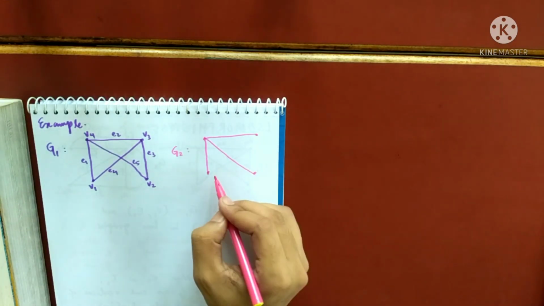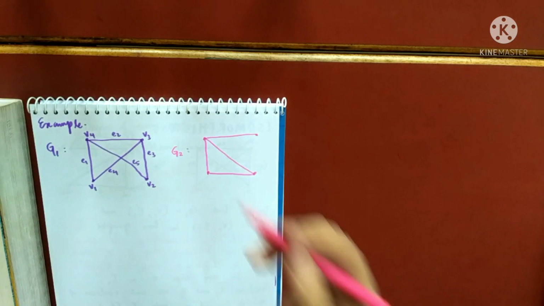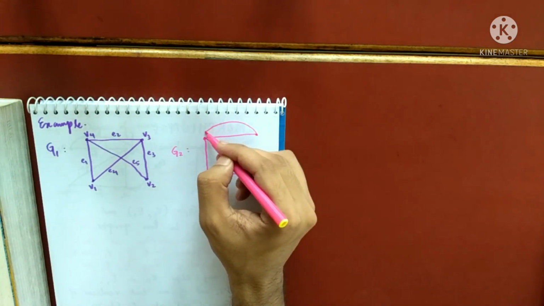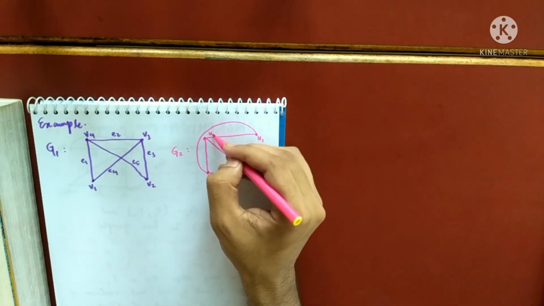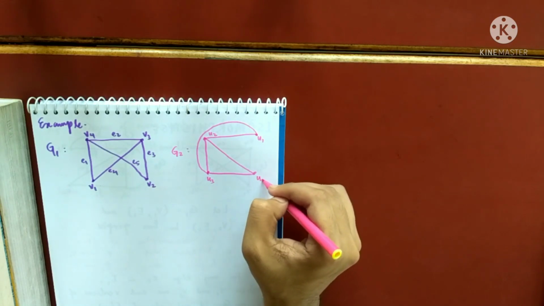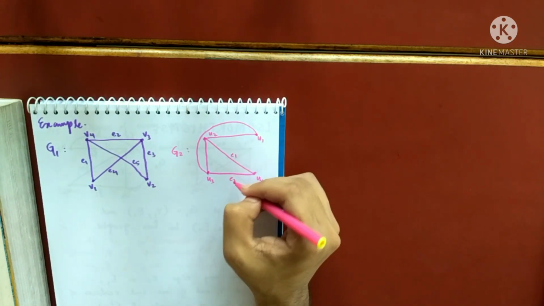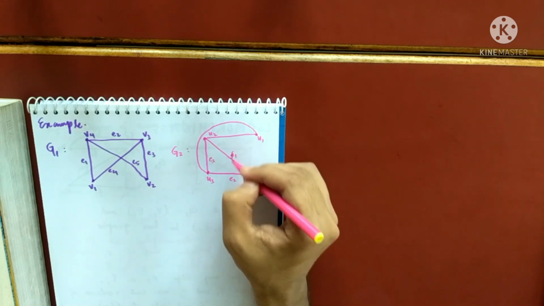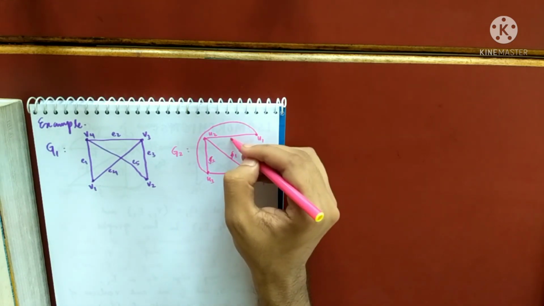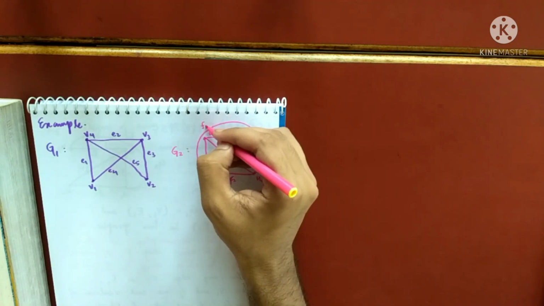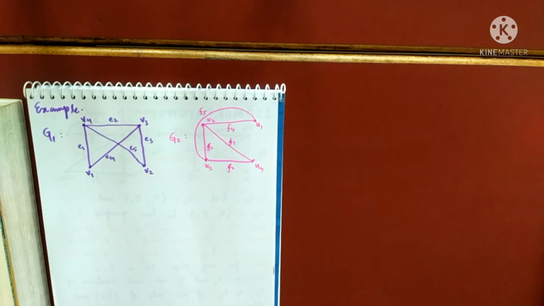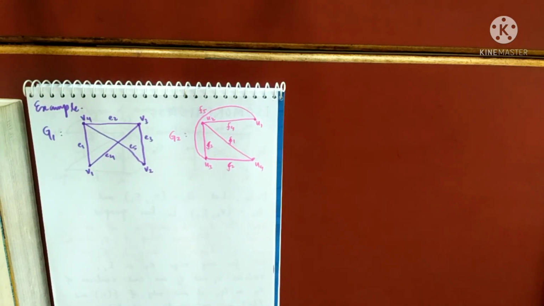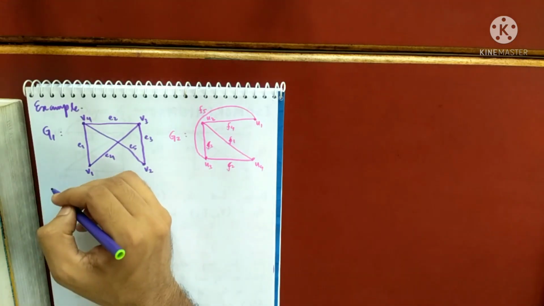Suppose I'm taking this as U1, this is U2, this is U3, this is U4, and these are the edges F1, F2, F3, F4, F5. Now I want to prove that these two graphs are isomorphic, or G1 is isomorphic to G2. I have to find two bijective maps that satisfy that condition. So I will tell you how to take.